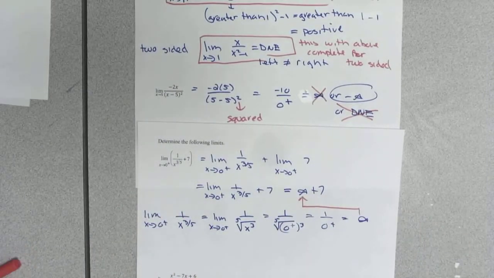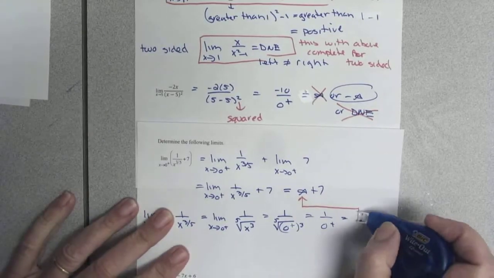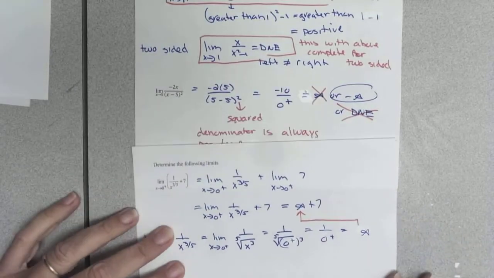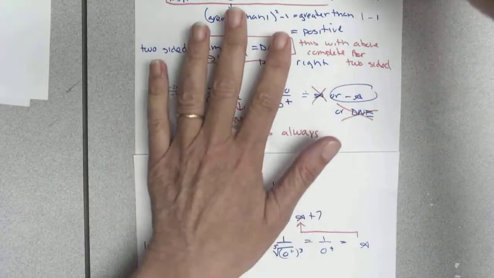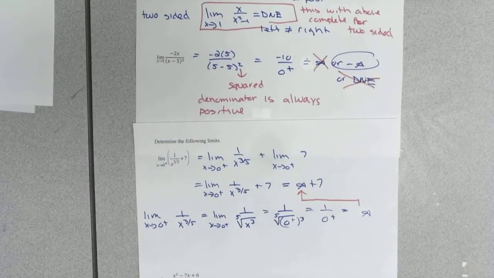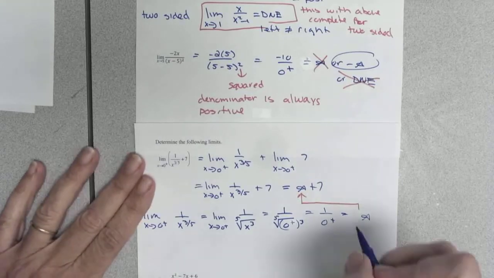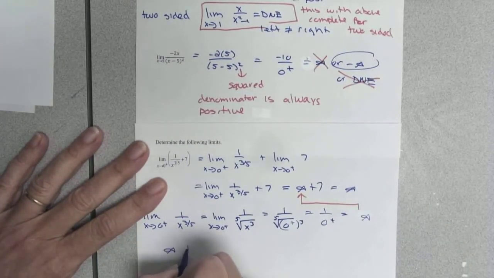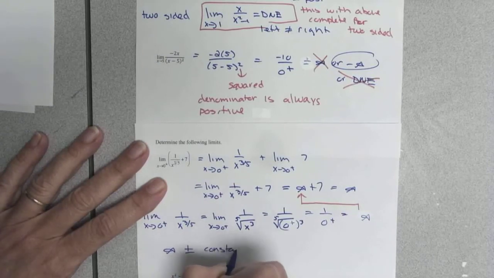Now here's the deal about infinity. Once you're at infinity, and you add or subtract a value, as long as that value is a finite value: infinity plus 7, infinity minus 7, infinity plus a billion, infinity minus 10 billion. Infinity plus or minus a constant is still infinity. Infinity plus or minus a constant still goes to infinity.